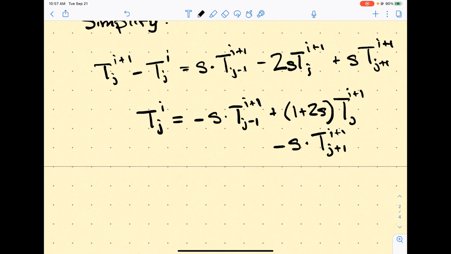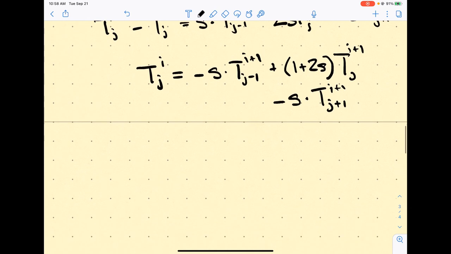Okay. So at the moment, this looks sort of weird. In principle, it's these T's at time i plus 1 that I want to know. So at the moment, it looks like I just have one equation and three unknowns. I have this one constant, this known T at location j, time i, and then all of these three things are the things that I actually want to know. So for the moment, at least, this looks indeterminate, something that I can't solve.